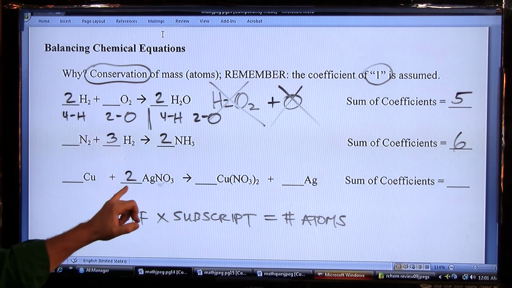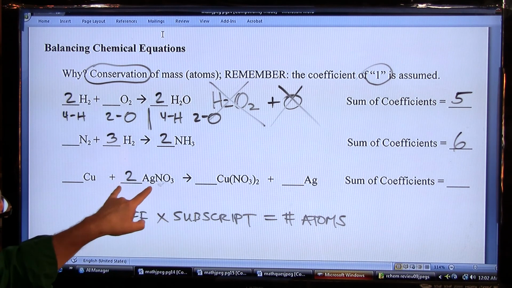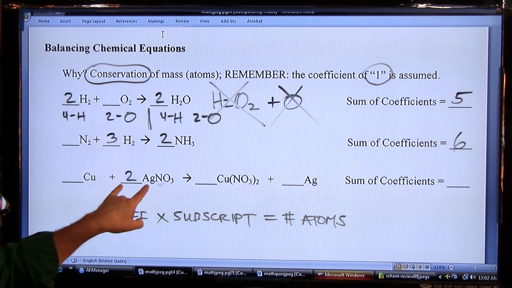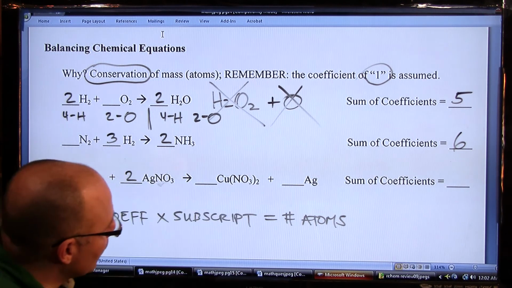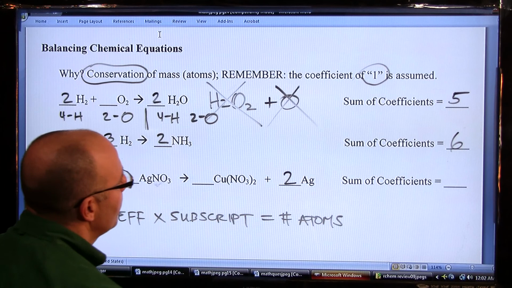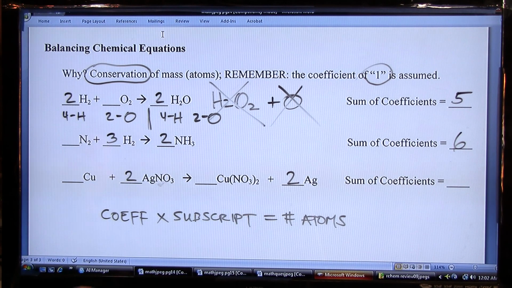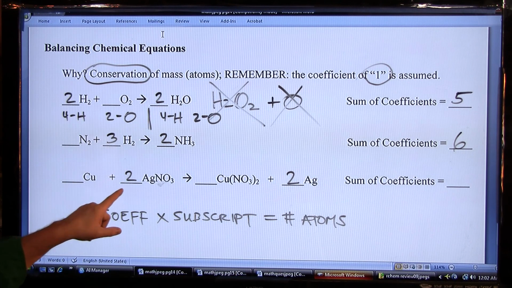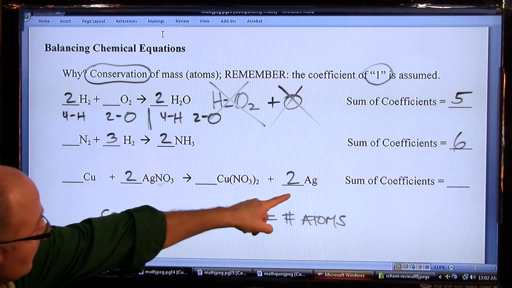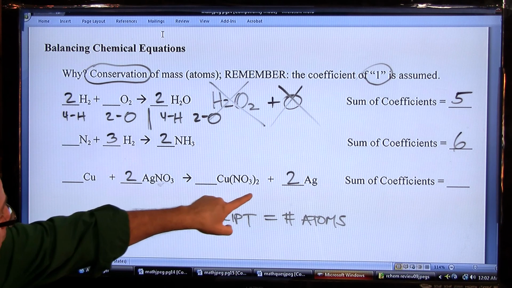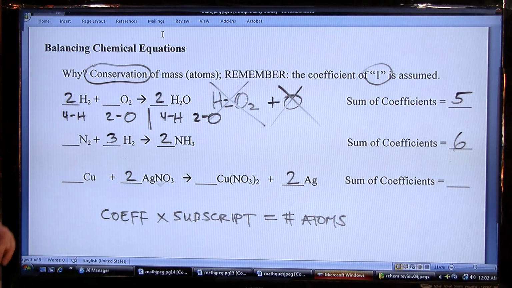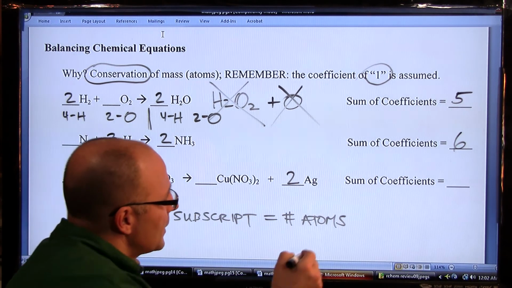And placing a 2 here multiplies the nitrate, but also the silver. So now you have 2 silvers on the left, and 1 on the right, so fix that. And now you have a completely balanced equation. So 1 copper, 2 silvers, 2 nitrates, and 2 nitrates here. And the sum of the coefficients here happens to be 6 again.